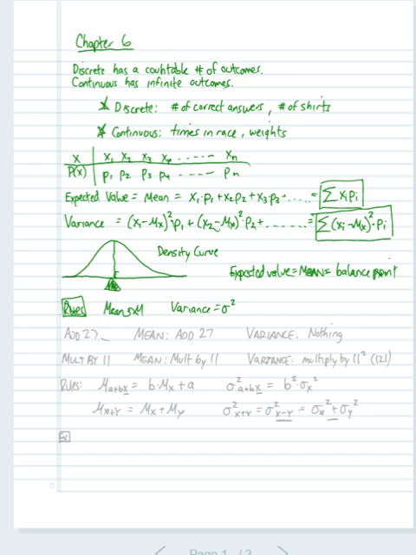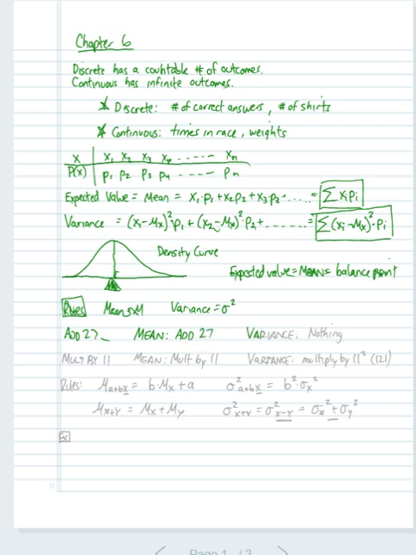So it says add 27 to each of the numbers in the list. Okay, we're going to add 27 to each of the numbers in the list, and we want to know what happens to the mean. Well, if you are adding 27 to every single value, that is going to add 27 to the mean.